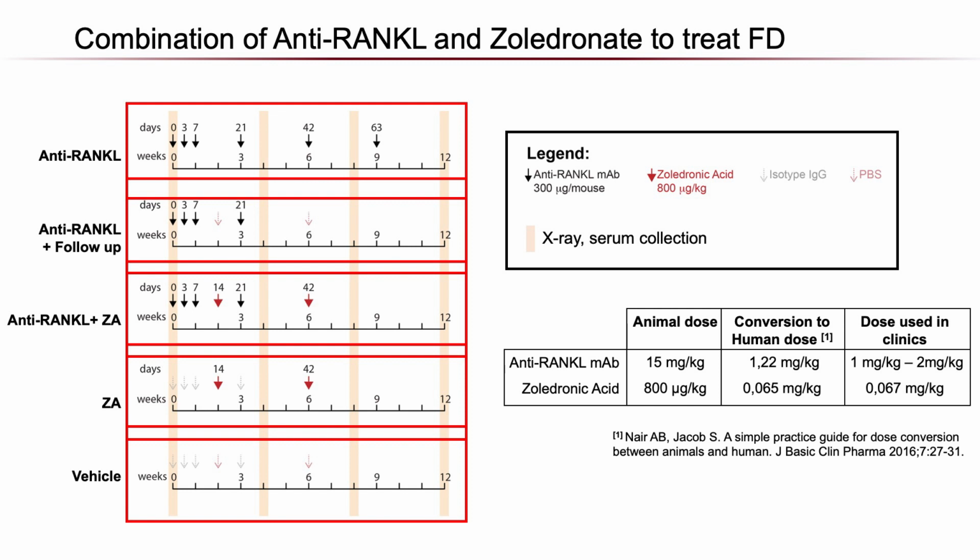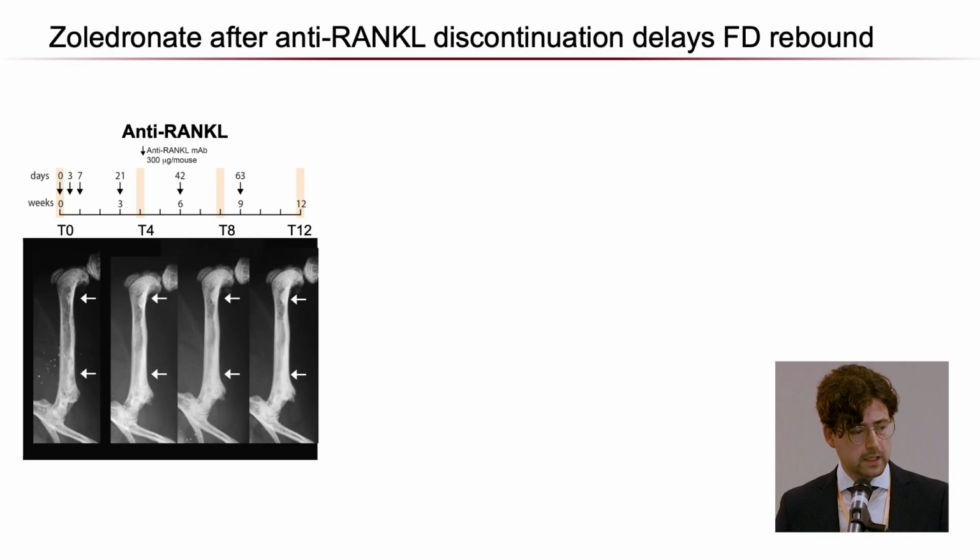And then we combined the zoledronate with the 3-week treatment of anti-RANK ligand. We decided to administer zoledronate twice, one injection before the last of anti-RANK ligand and the second injection 21 days after the last injection of anti-RANK ligand. Here we also included 2 other control groups, one receiving only zoledronate and the vehicle group. And here's the X-ray analysis and results.